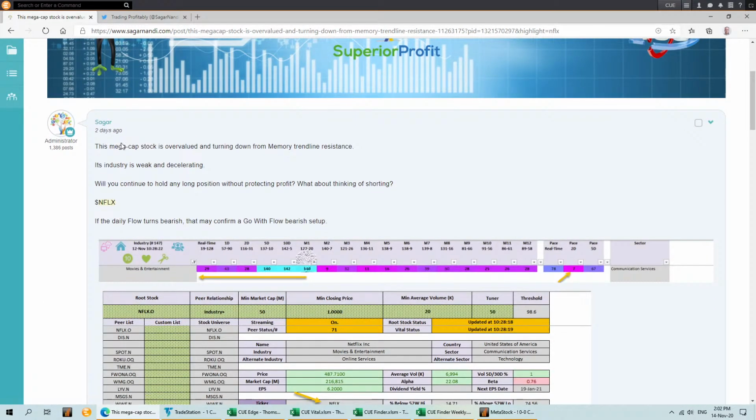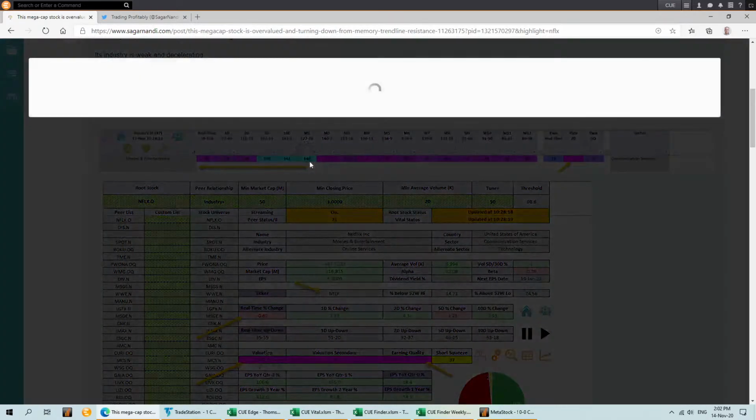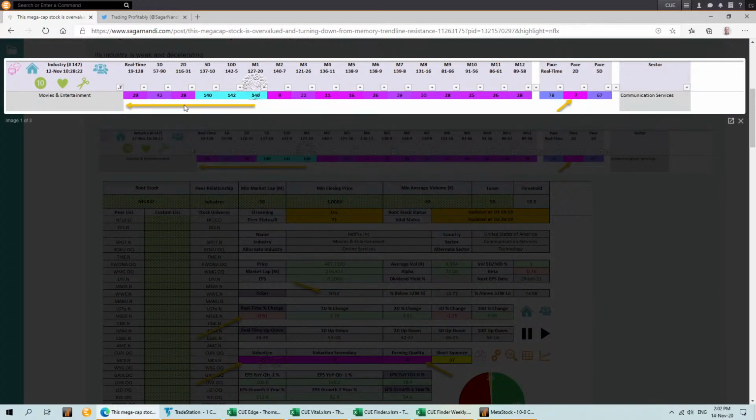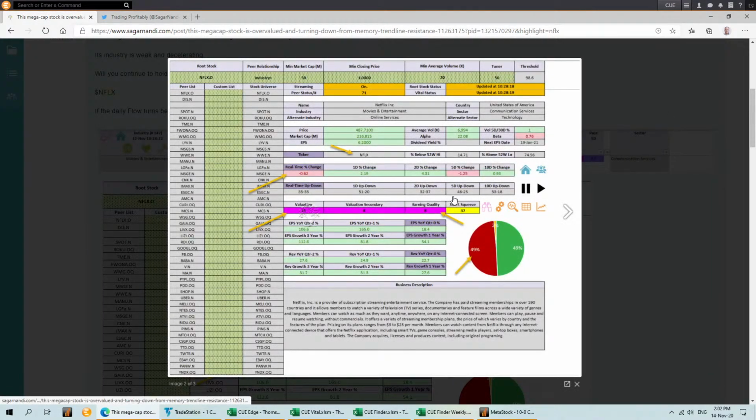I shared this 2 days ago on Thursday, and as I mentioned, when I shared the post, the industry was pretty weak. Unambiguously, you could decide that. On Friday it turned around, but I wouldn't know that. On Thursday, when I analyzed it, the industry was weak and it was an overvalued stock. This stock was down.